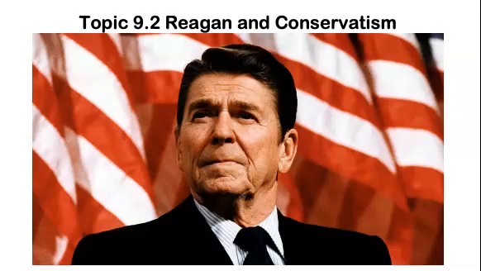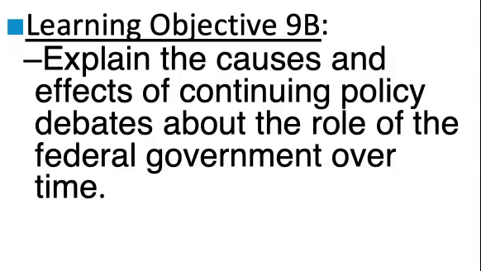We're back for our next lecture in AP US History. Today we're going to be covering topic 9.2, Reagan and Conservatism. Our learning objective today is 9b. Explain the causes and effects of continuing policy debates about the role of the federal government over time.